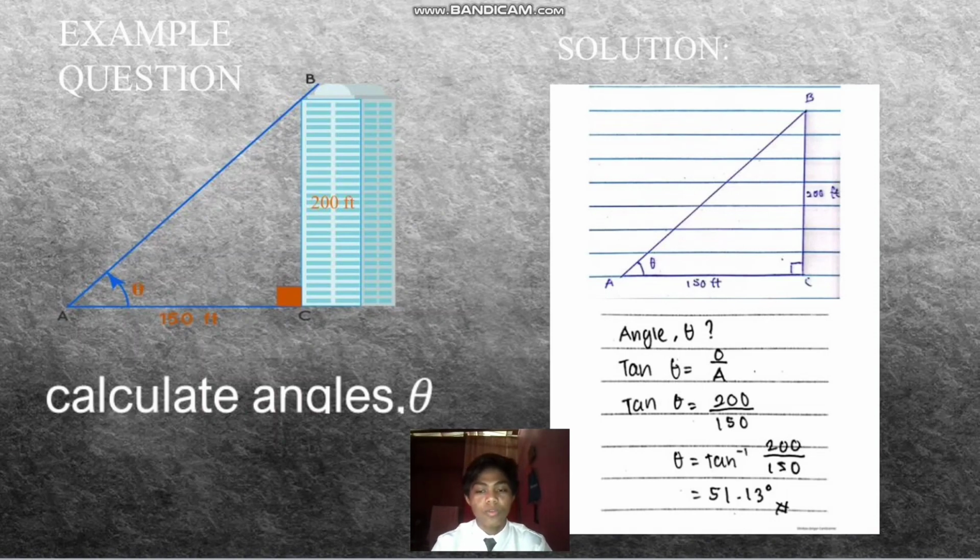We use the formula tan, or tangent. That formula is opposite over adjacent. The opposite is 200 feet and the adjacent is 115 feet. So tan theta equals 200 over 115, and theta equals tan inverse of 200 over 115, and the answer that we get is 51.13 degrees.